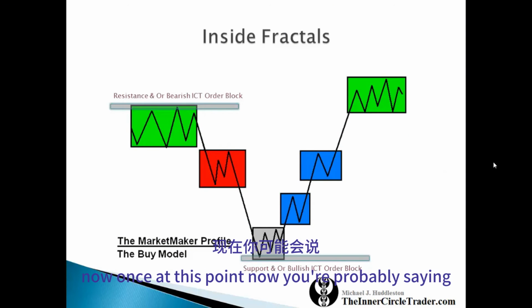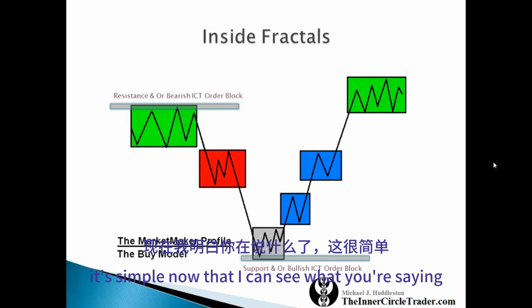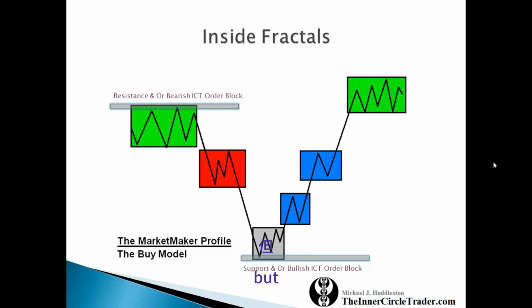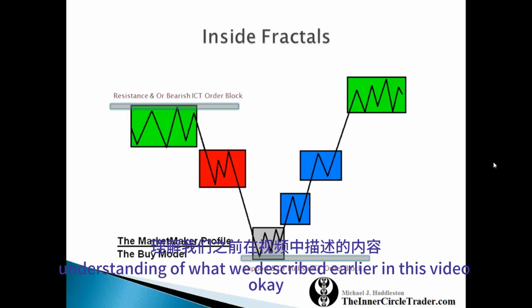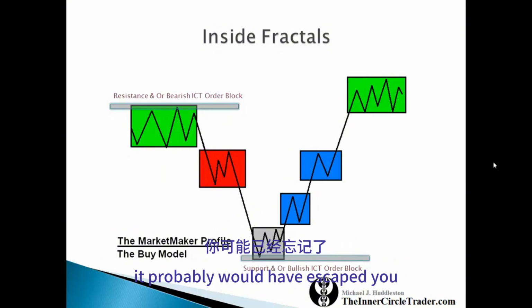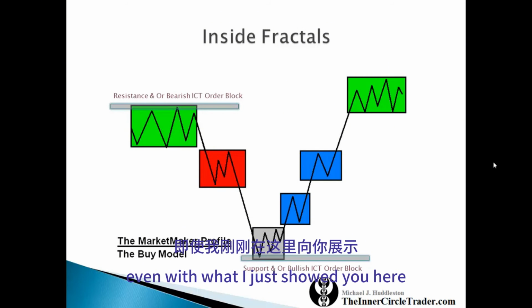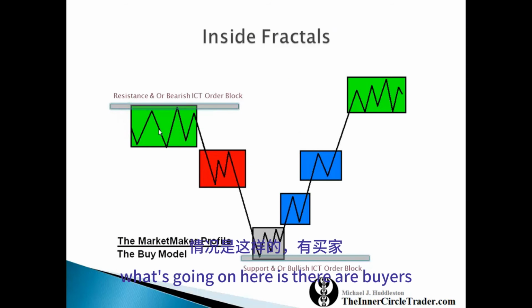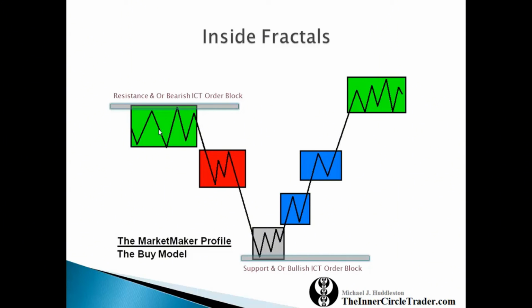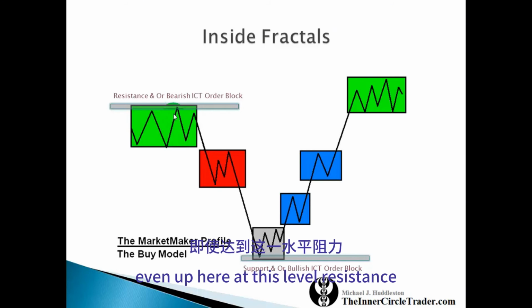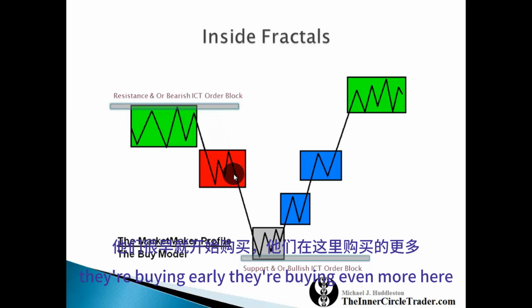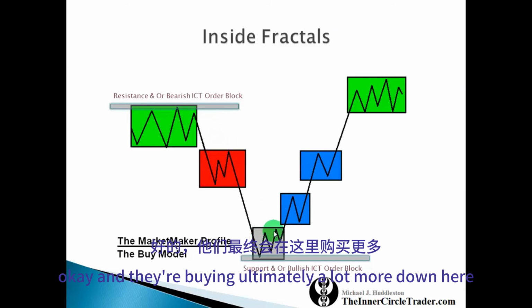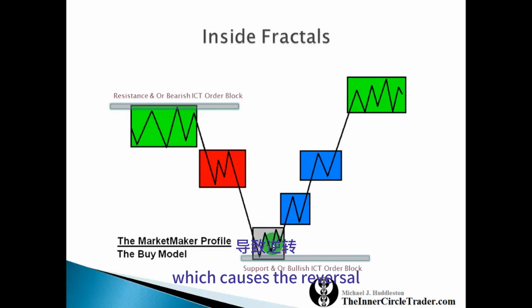Now, at this point you're probably saying, oh, there it is. I understand it now. It's simple now that I can see what you're saying. But not having the understanding of what we described earlier in this video, it probably would have escaped you even with what I just showed you here. But see the difference now? We've already identified that when we move in consolidation, there are buyers even up here at this level of resistance. They're buying early. They're buying even more here. And they're buying ultimately a lot more down here, which causes the reversal.